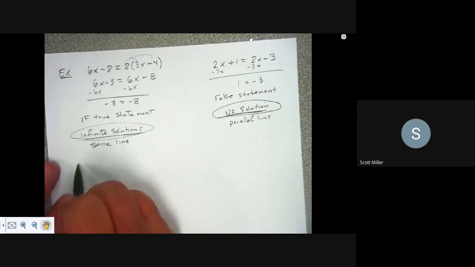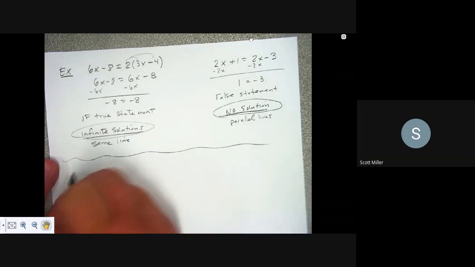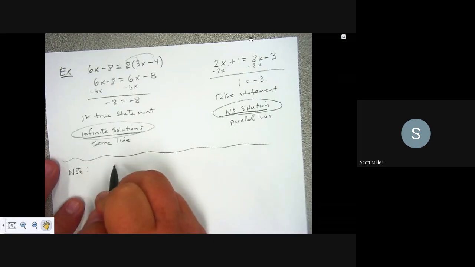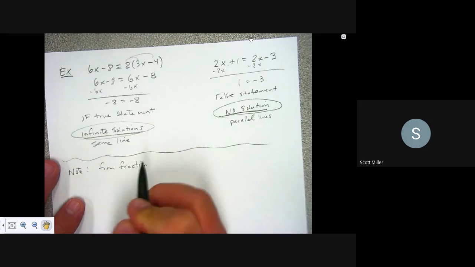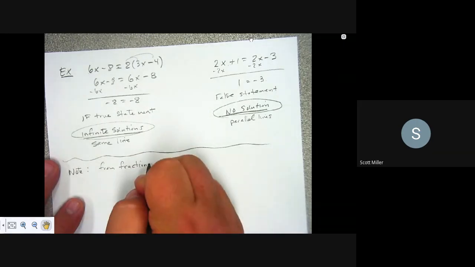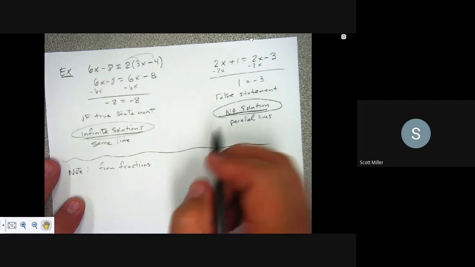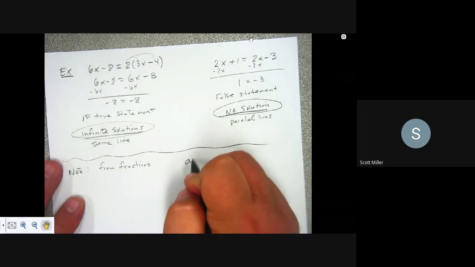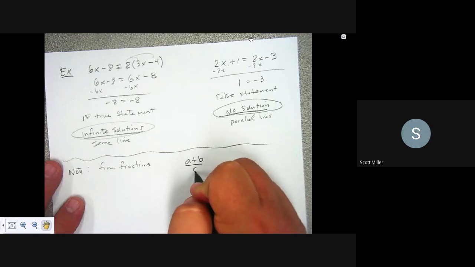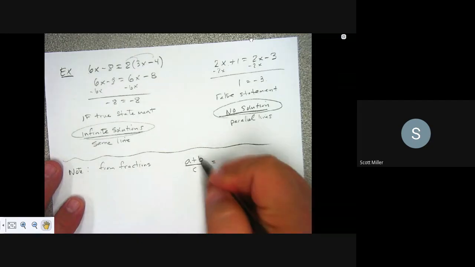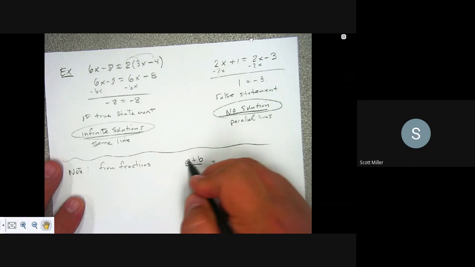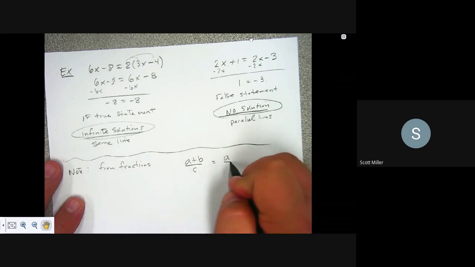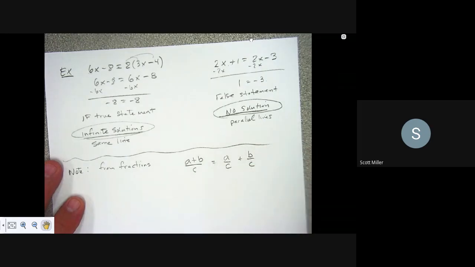Now, there's one more little technique that might be of benefit to you. This is just a little side note for fractions, because we can't guarantee what equations are going to look like when we try to solve them. But here's a technique that a lot of times people forget. If I have a fraction with a sum or a difference on top and a single number on the bottom, it literally means a over c plus b over c. I can split it up into two different fractions like that. Why would that be beneficial?